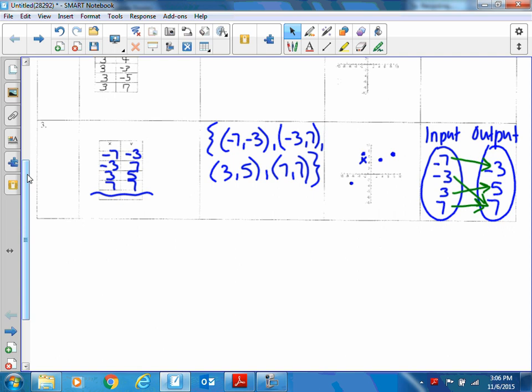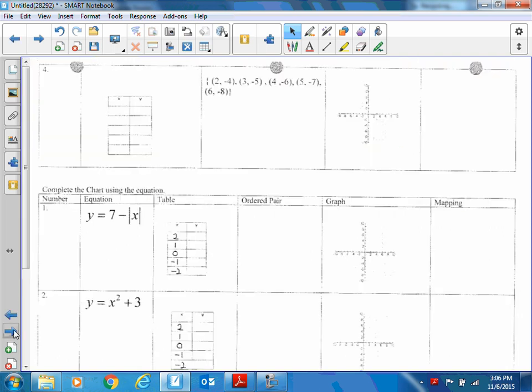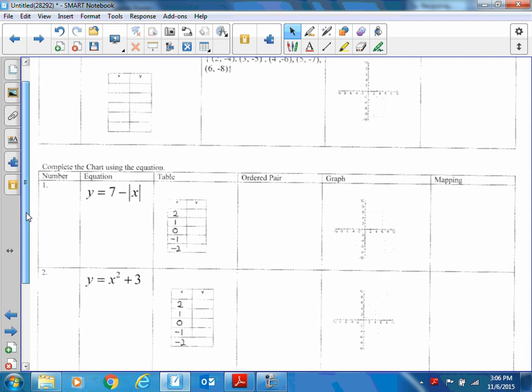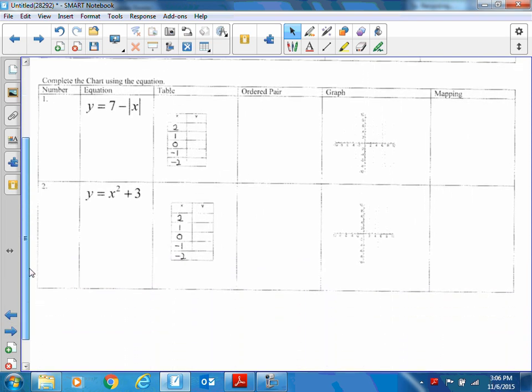so number 2 and then 2 of them on the back are going to be left for you guys to do in homework and then show me in class, and that's going to be your homework grade. So if you turn it over, I want to do number 1.